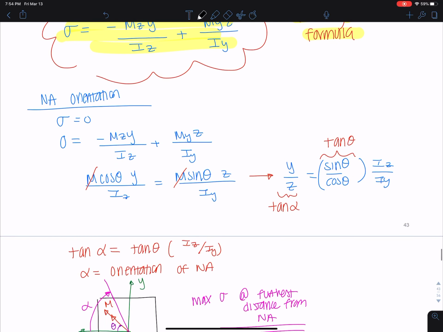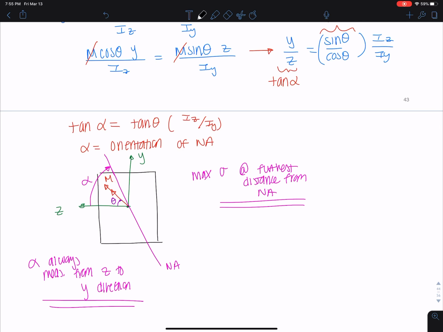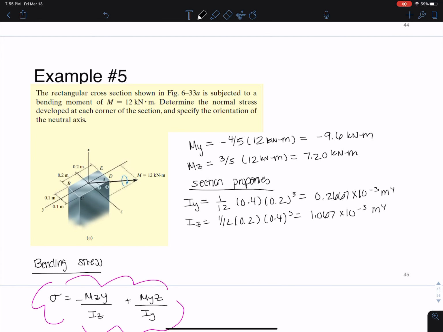We were determining stress for biaxial bending, and we wanted to determine the location of the neutral axis in terms of this angle alpha, or in terms of location z sometimes. So for this example here, we want the normal stress sigma developed at each corner of the section, and we want to specify the orientation of that neutral axis, okay?